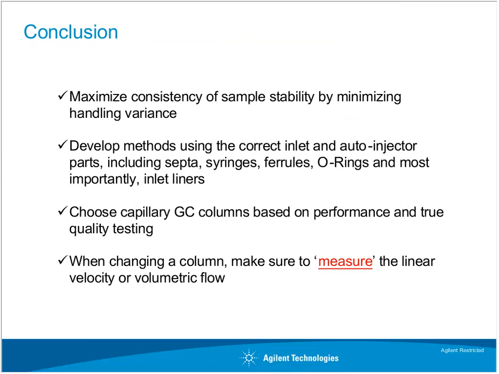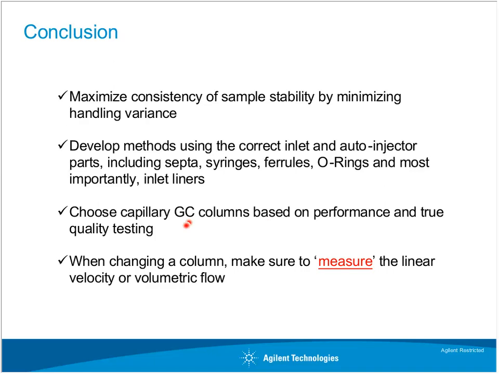I know I kind of whizzed through the last few slides. In conclusion, maximize consistency of the sample stability and handling. That's going to be key just to make sure that your analysis is robust from the get-go. You want to make sure that we're using correct inlet and auto-injector parts and conditions. Try not to reuse O-rings and ferrules and things like that in the gold seal. Change your liners. Make sure you're using a good column.